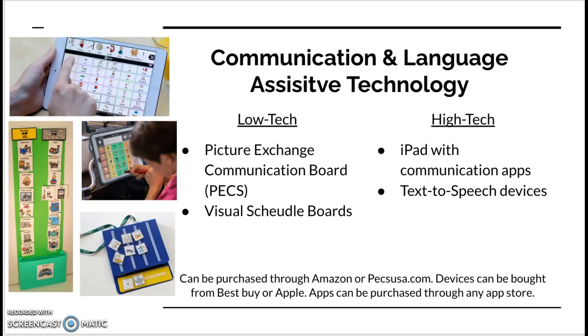And most of these can be purchased from Amazon or PRC-Saltillo. Devices can be bought anywhere that sells iPads or tablets, typically like Best Buy or Apple directly. And then apps can be purchased through any app store, Android and Apple.